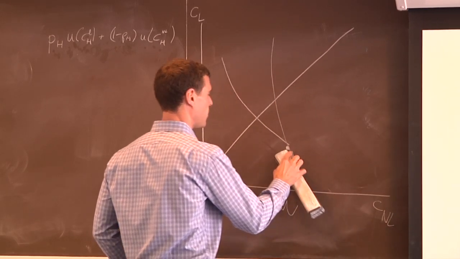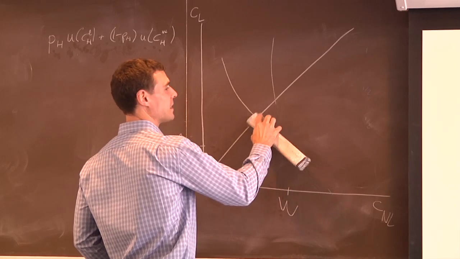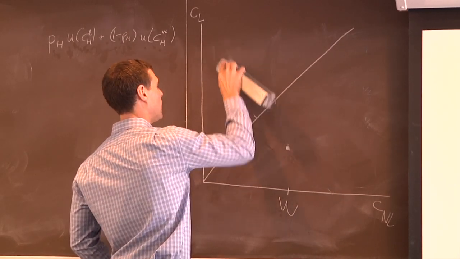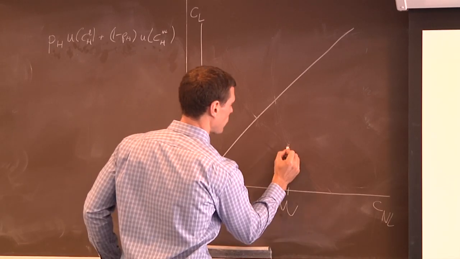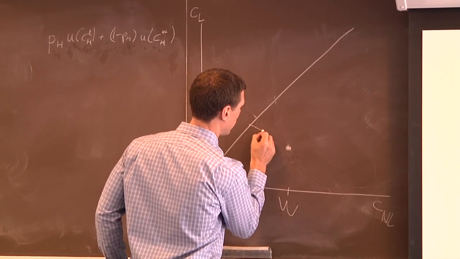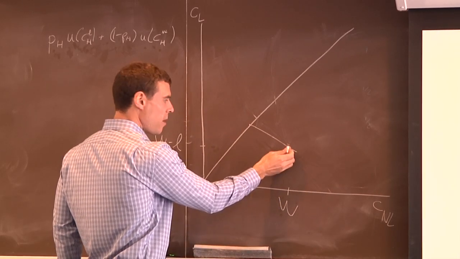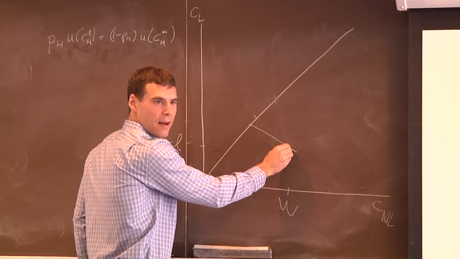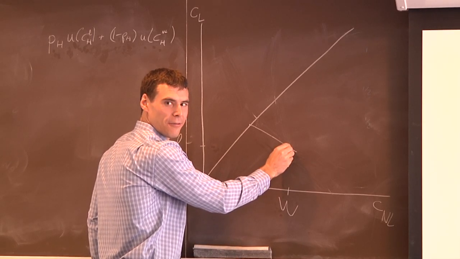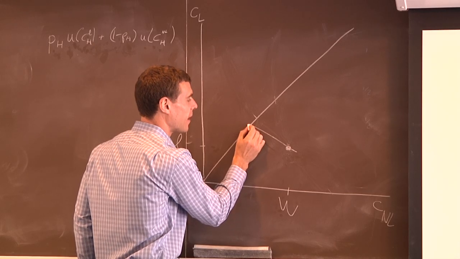So don't forget those slopes differ, but I'm going to erase them because otherwise it's going to get messy. We can draw the high-risk isoprofit line from the endowment to the 45-degree line.